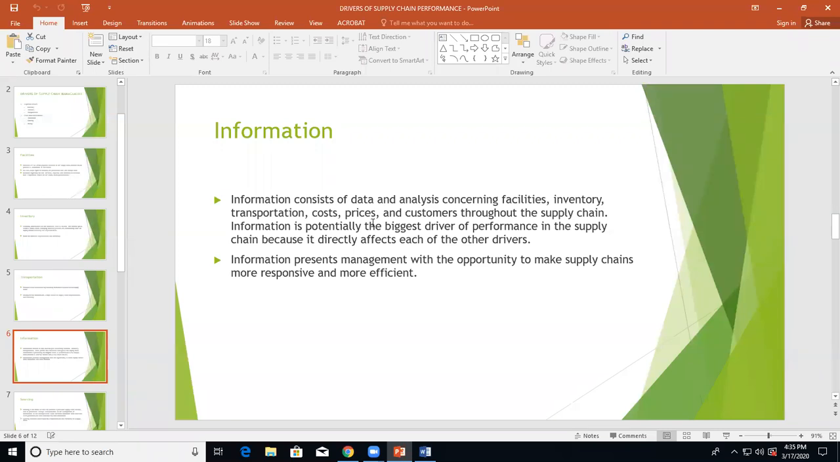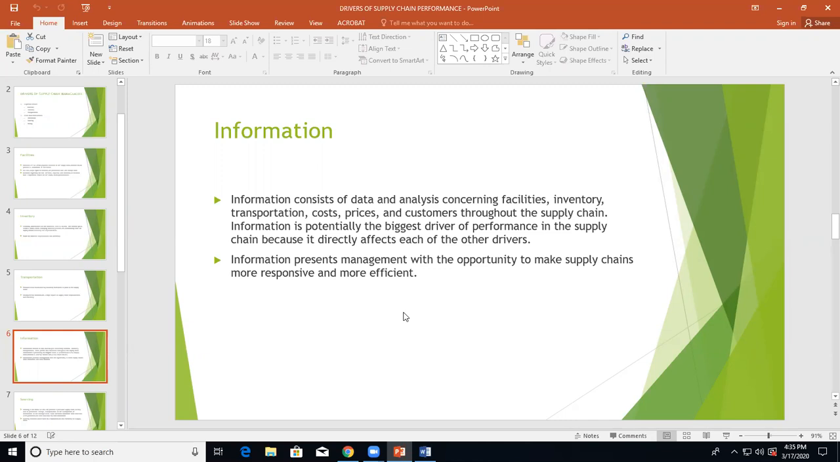Information consists of data and analysis concerning facilities, inventory, transportation, cost, pricing, customer throughout the supply chain. And what information consists? Data and analysis. See, if you have data, then you can analyze the performance of the facility, the consumption of the facilities, the role of the facilities, the performance of the facilities, same like the inventory, transportation, cost, prices, and customer throughout the supply chain.